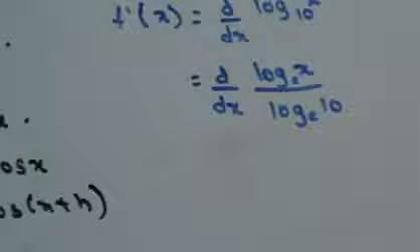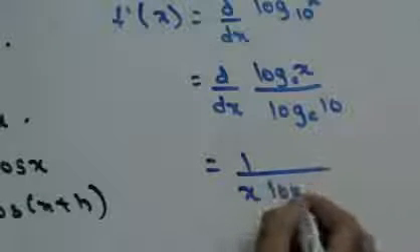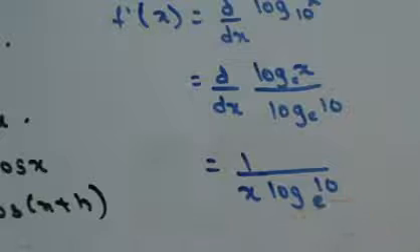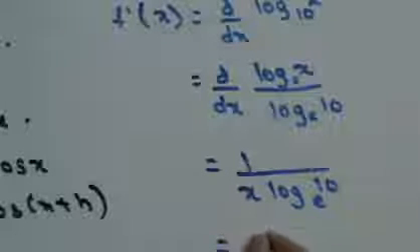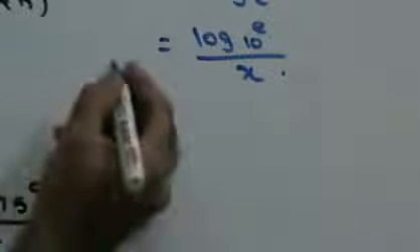Right? Now d by dx of log x is nothing but 1 upon x into log 10 to the base e. Right? Now if I want to change the position of the given number in the base, I have to reciprocate this. This can be written as log e to the base 10 upon x. If I want to convert log 10 to the base e to log e to the base 10, I have to reciprocate this, so that I can interchange the number and the given base. Right?